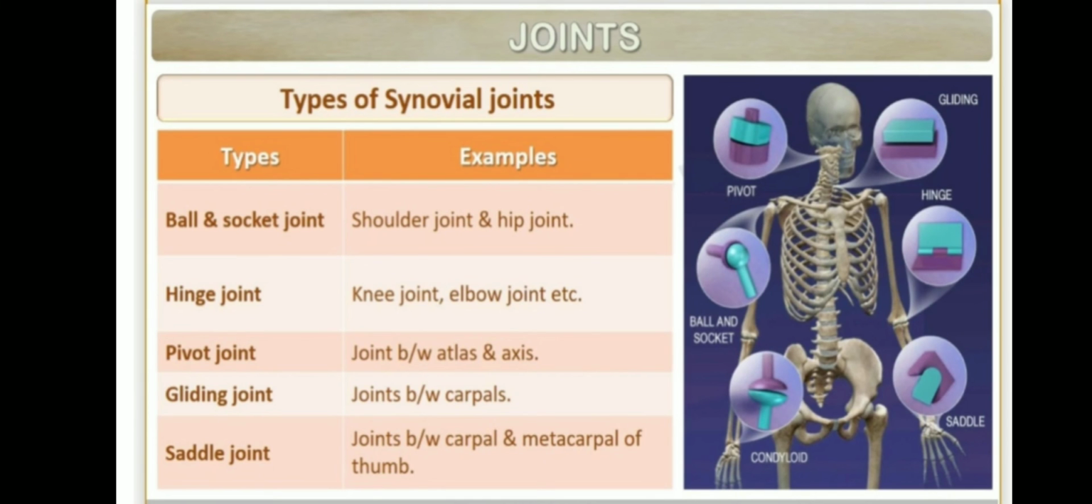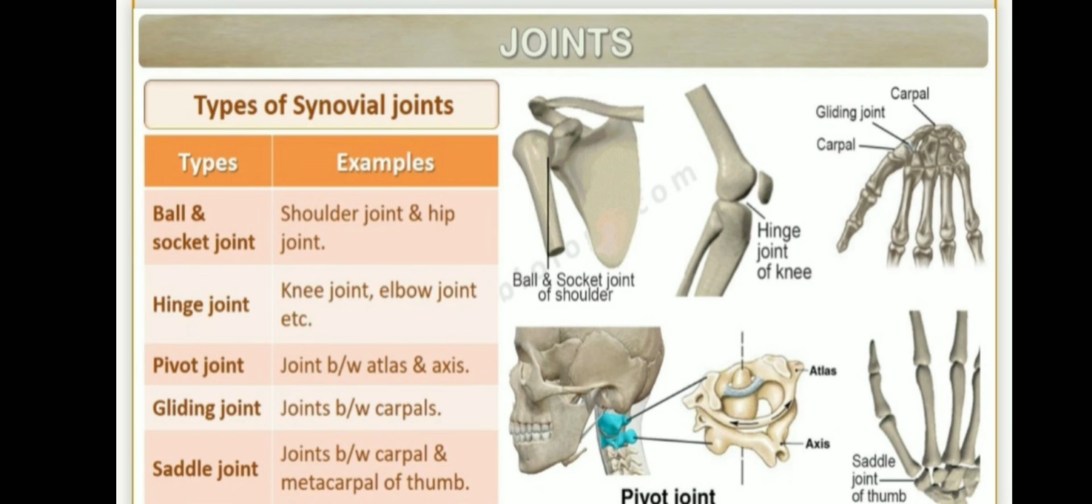Ball and socket joint between humerus and pectoral girdle, hinge joint at the knee joint, pivot joint between atlas and axis, gliding joint between the carpals, and saddle joint between carpal and metacarpal of thumb are some of the examples of the types of synovial joint. You can also see the diagrams of the various kinds of joints here in the slide.